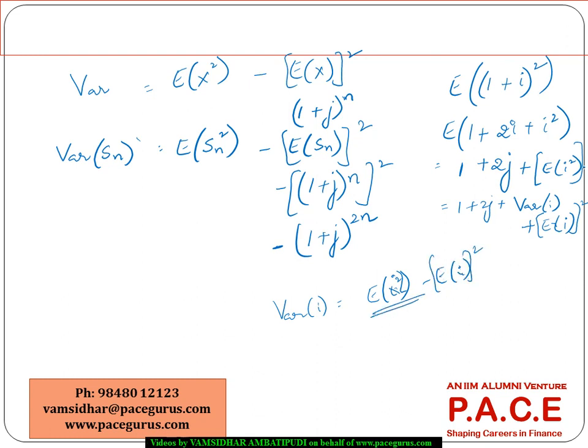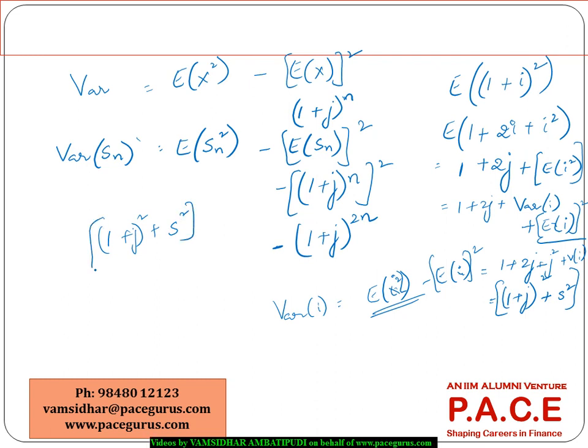So expected value of I squared, I could have written it as variance of I plus expected value of I whole squared. So this is becoming 1 plus 2j plus j squared plus variance of I, which is nothing but 1 plus j squared plus variance of I, we have taken it as s squared. So obviously this is coming out as (1 plus j squared plus s squared) to the power n minus 1 plus j to the power 2n. So this is what is coming out to be the variance of my accumulated value.